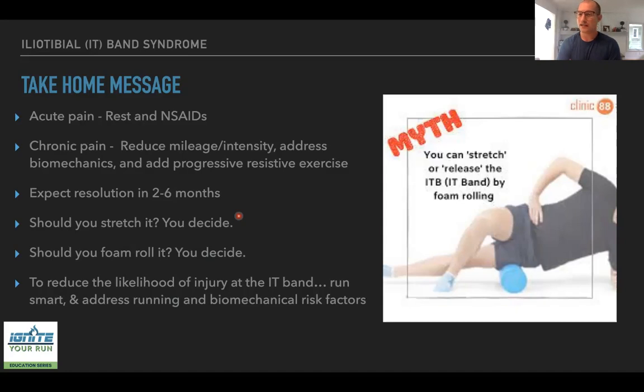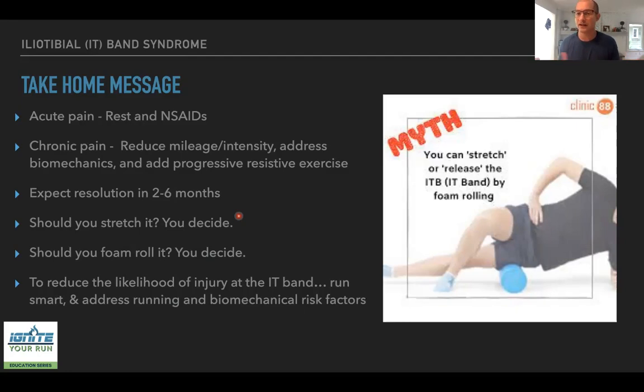Should you stretch it? That's completely up to you. Without putting my opinion in here, right? We see through the research, stretching may not actually increase length of the tissue. So why are we stretching something that's not actually going to lengthen? It does help from a pain relief standpoint. So if you want that, try it.